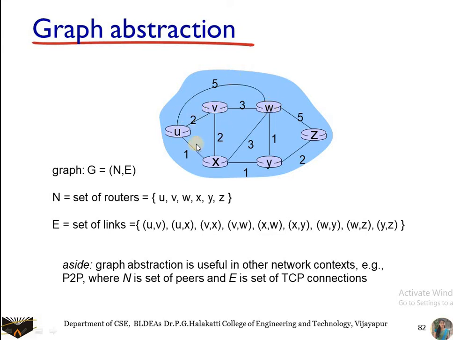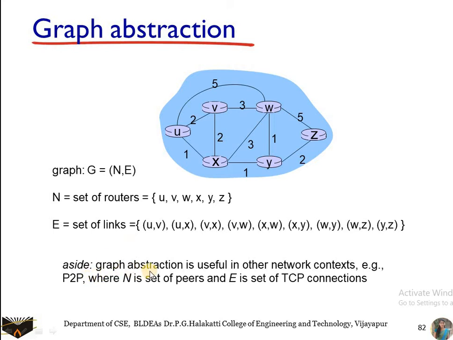From U to W we have a link. Similarly U to X. From one node to another node we have a link here, indicated with a line, which is going to connect those routers or nodes. So here we have UV, UX, VX, WX, YZ. These are all considered as edges, which are going to connect different nodes.